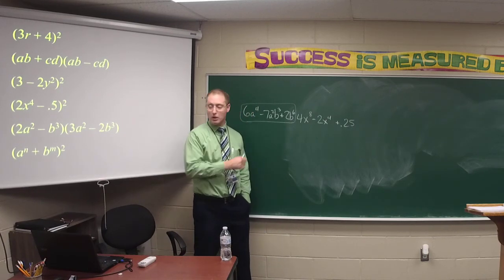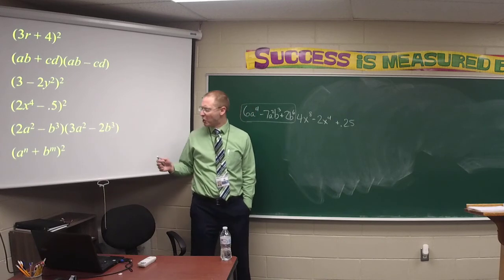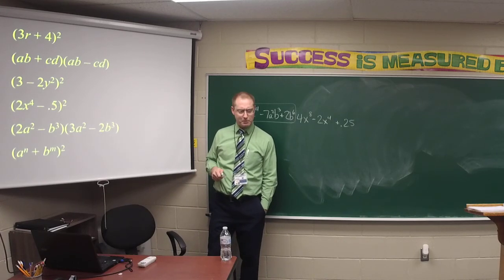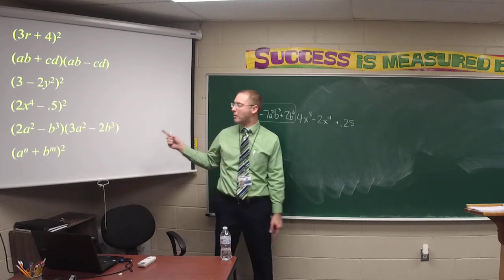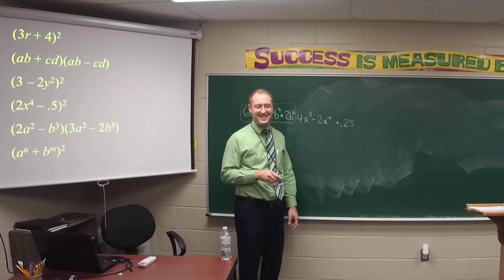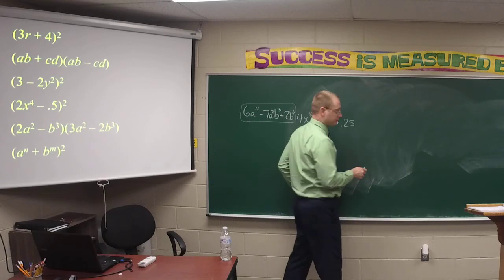Questions on it? All right, looking at the last one here, squaring the binomial. But we've got literal exponents this time. Well, we still square the first, square the last, multiply and double. What do you get when you square a to the n, Noah?